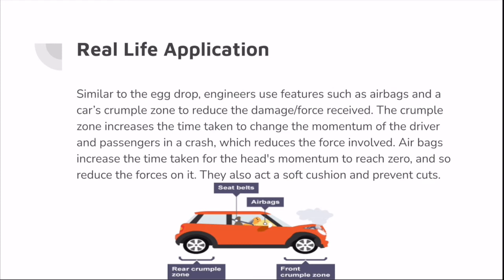Similar to the egg drop, engineers use features such as airbags and a car's crumple zone to reduce the damage and force received. The crumple zone increases the time taken to change the momentum of the driver and passengers in a crash, which reduces the force involved. Airbags increase the time taken for the head's momentum to reach zero and so reduce the forces on it. They also act as a soft cushion and prevent cuts.